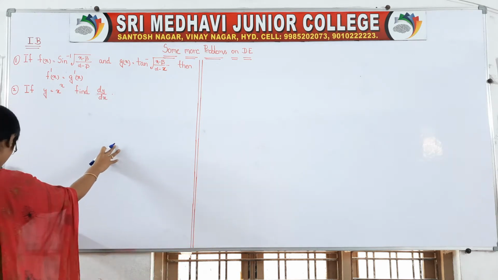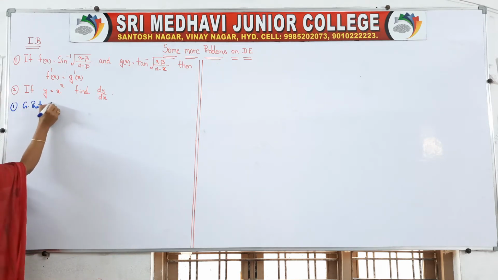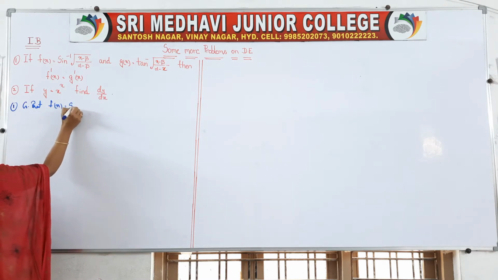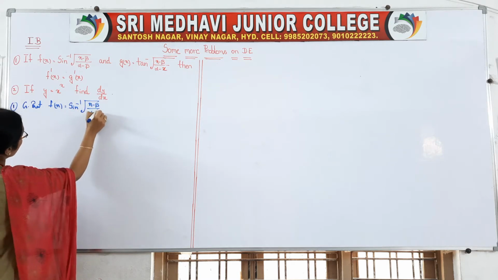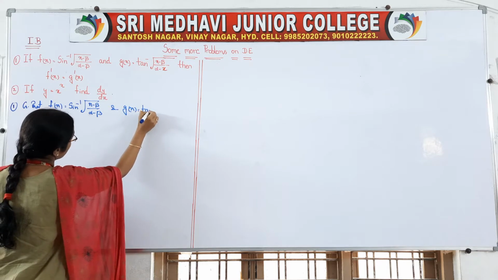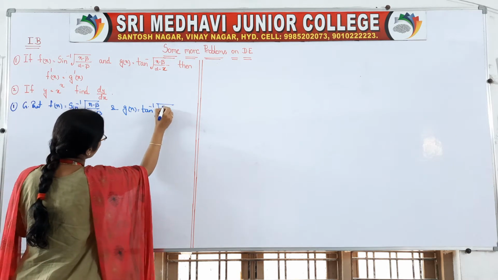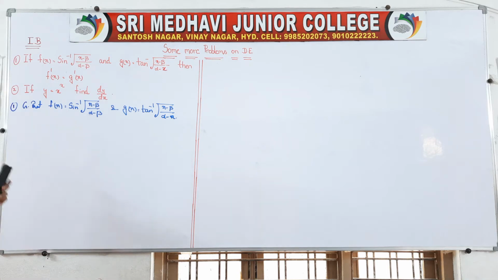So come on, take the first question. Given that f of x is equal to sine inverse of root of x minus beta by alpha minus beta, and g of x is equal to tan inverse of root of x minus beta by alpha minus x. Then we have to prove that f dash x is g dash x. That means these two derivatives will be equal.